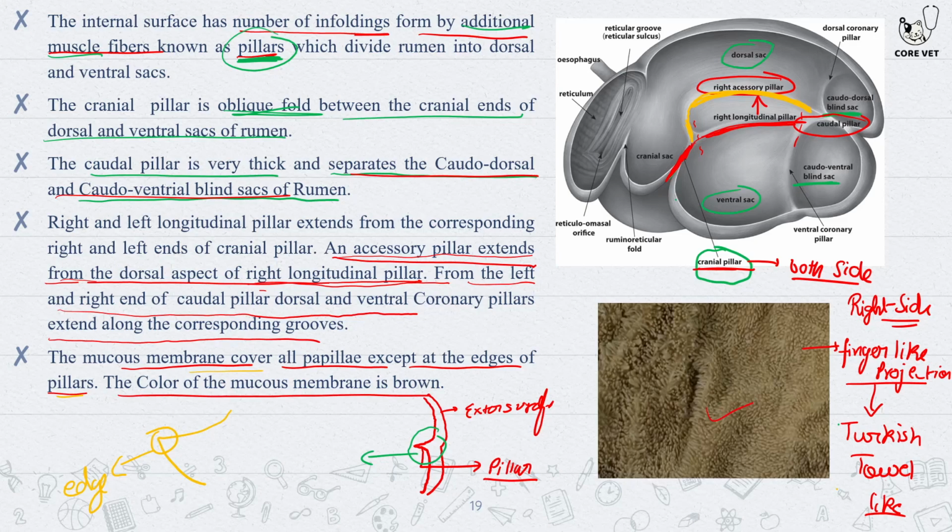I hope you are clear with the pillar concept. What are pillars and how many pillars are there? There are the cranial pillar, the caudal pillar, and the right accessory pillar, which is present on the dorsal aspect of the longitudinal pillar. I hope this is clear to you. If not, you can rewind the video and watch again about the aspects of the pillars.